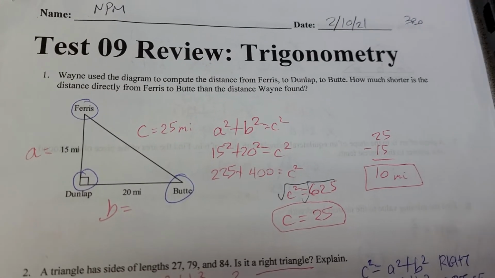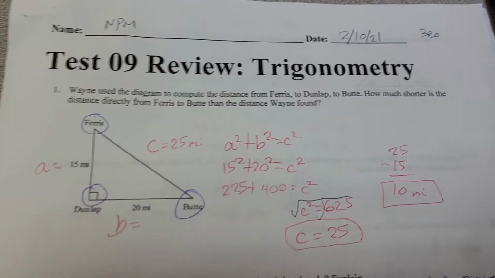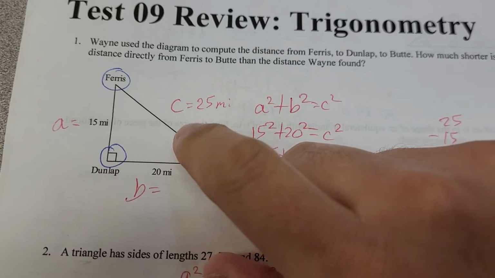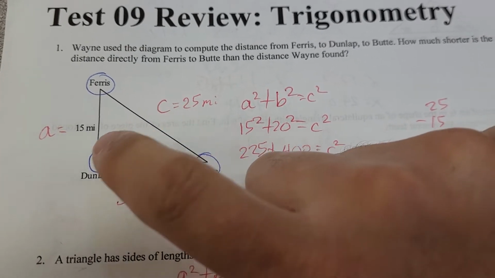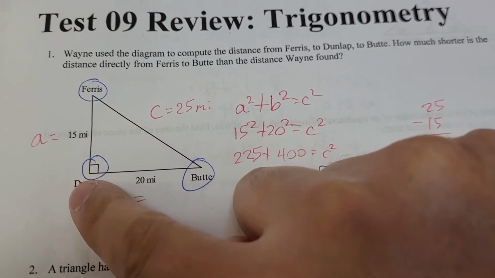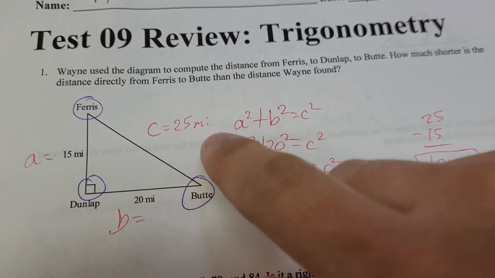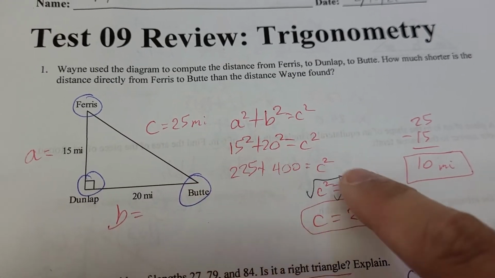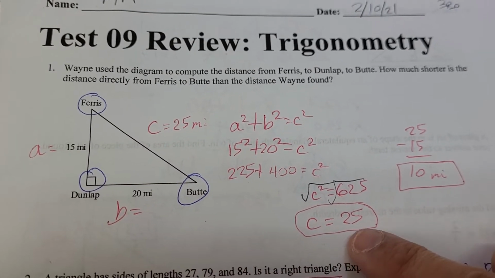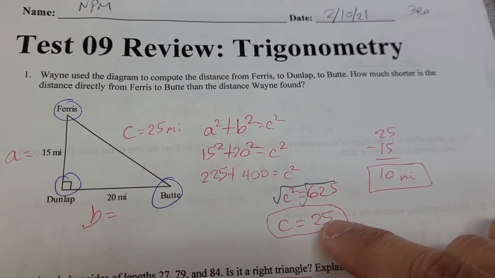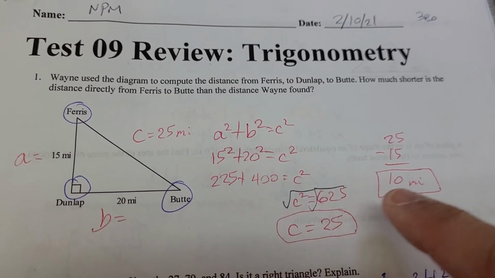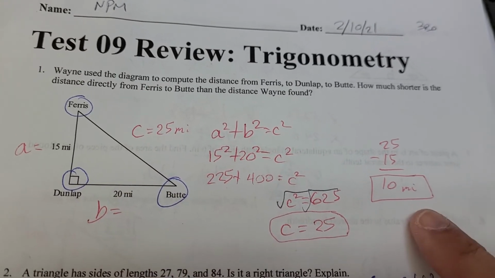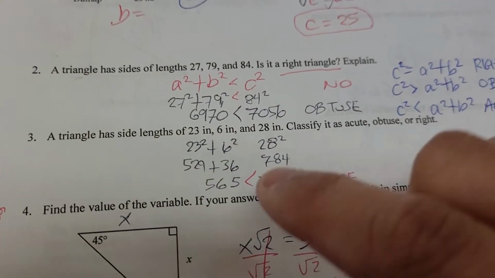So Wayne needs to find the distance between Ferris and Butte and tell what's the difference, how much shorter is the one that's over here from Ferris to Dunlap. And so we're going to have to find C, just use the Pythagorean theorem. A squared plus B squared equals C squared. And when we do all that, we're going to end up with C equals 25, but catch, that is not our answer. We got to find the difference here. So this is 25, this is 15, the difference there is 10. That is your answer.